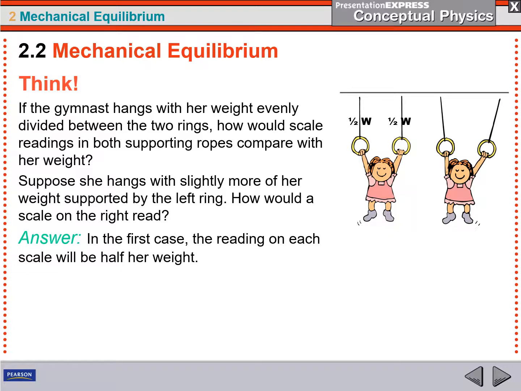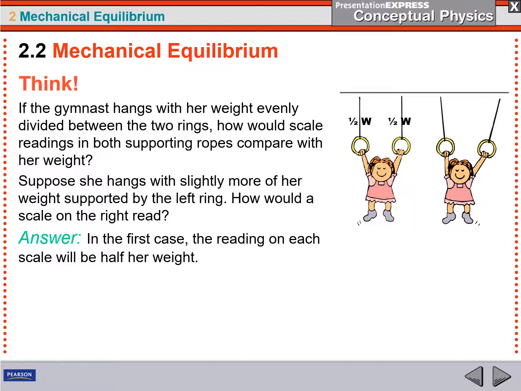Well, in the first case, when she hangs equally, she has only one weight. So if there's two tension forces, they have to split that weight between them in order for her to be in equilibrium. Otherwise, she's going to be moving. If she's hanging steady, then the weight down and the tension up must be equal. But the tension is divided into two ropes. If it's divided equally, then those two equal tensions and the weight down will add up to 0.